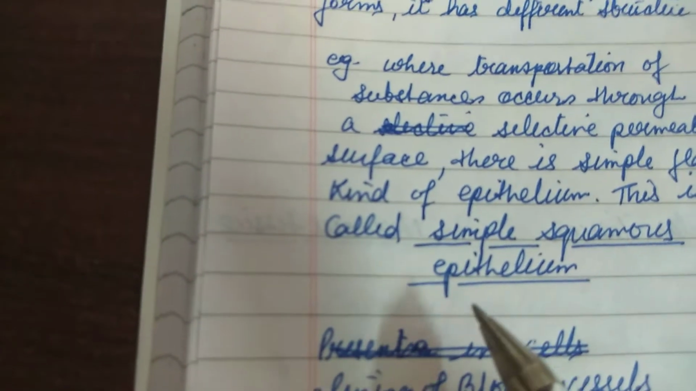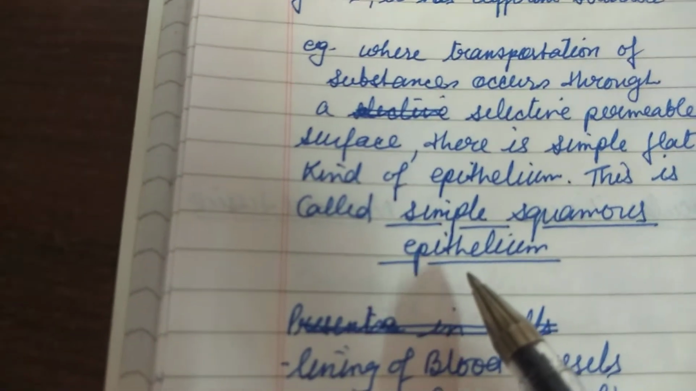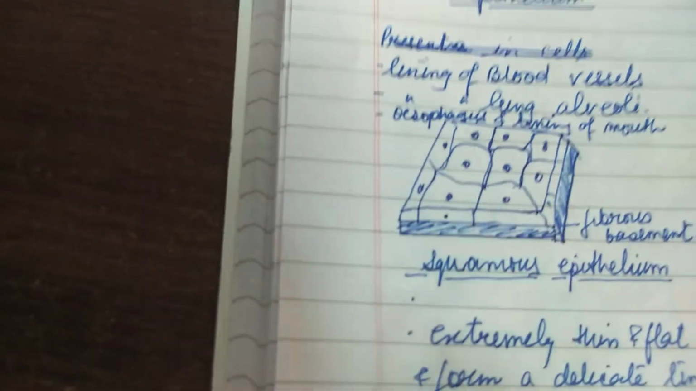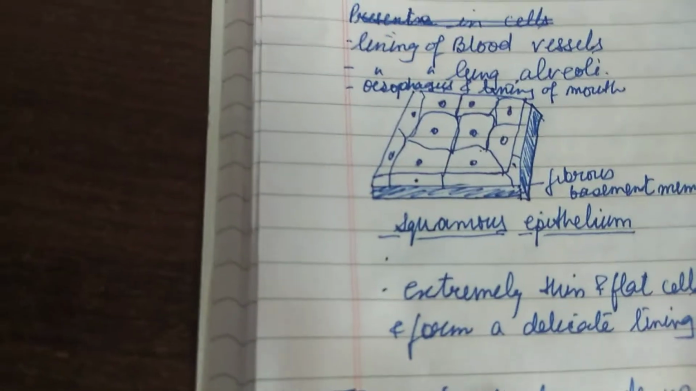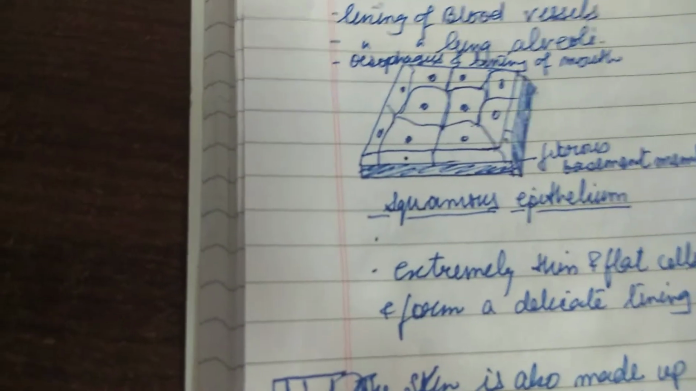So where transportation of substances occurs, there is a simple flat kind of epithelium, and this is called simple squamous epithelium. And the structure is like this, and the cells are thin and flat, and they form a delicate lining. Naturally, cells can't be thick or multi-layered, because the role of these vessels or alveoli is in the transportation.